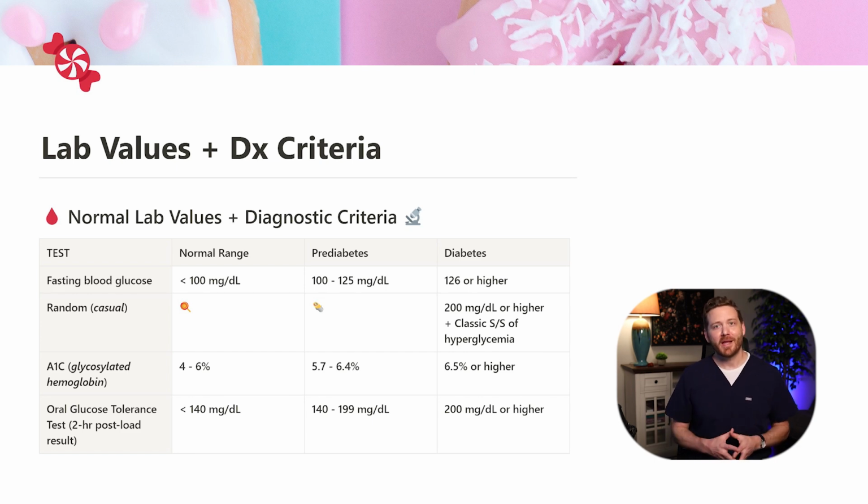Lastly, there's the random plasma glucose test, taken anytime you show severe diabetes symptoms. Diabetes gets the green light at levels 200 or higher.